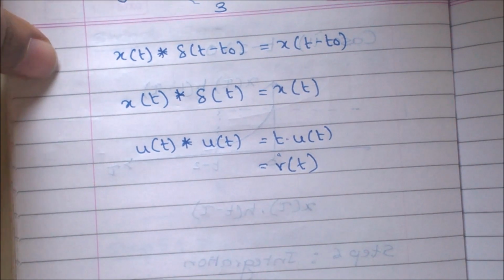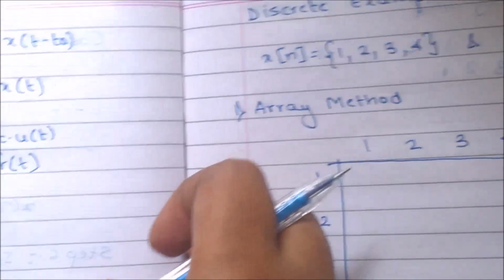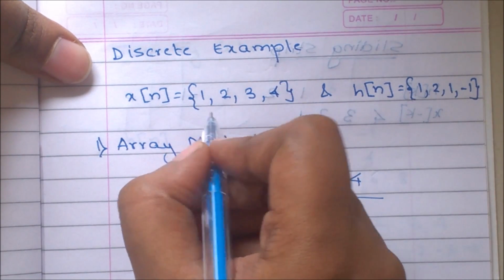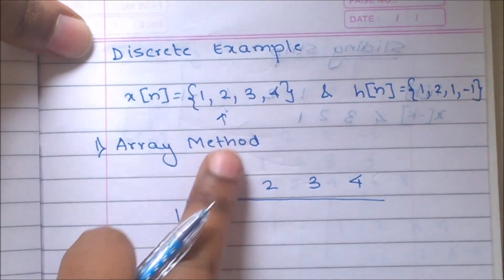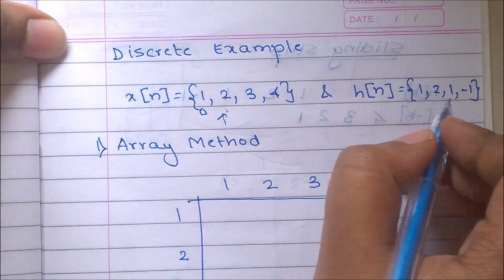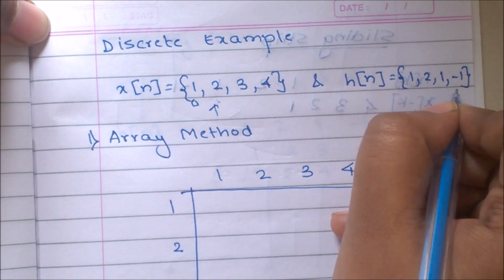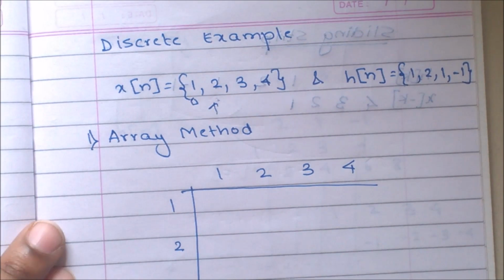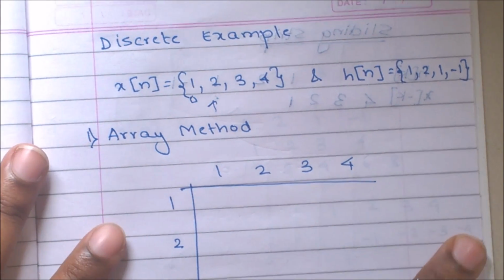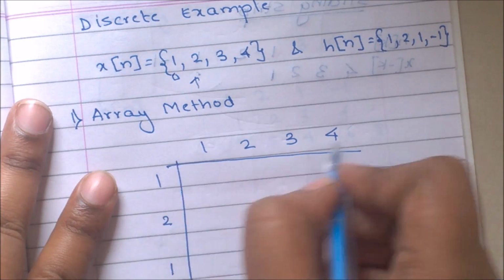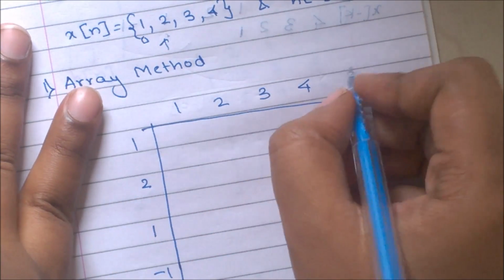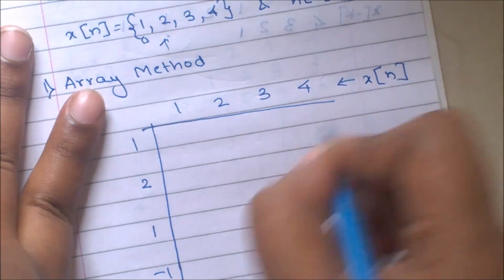Now we will go to the discrete convolution example. Here we are taking the example of x of n as 1, 2, 3, 4. Here we have not specified the arrow, so the first value is at the origin itself, at 0. And for h of n we are considering 1, 2, 1, minus 1. There are 4 methods which we can use for finding discrete convolution. The first one is the array method, which is very easy. You write the values of x of n on the horizontal line, make this box kind of structure, and this will become x of n and h of n.